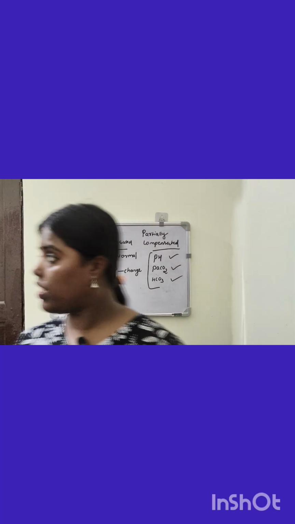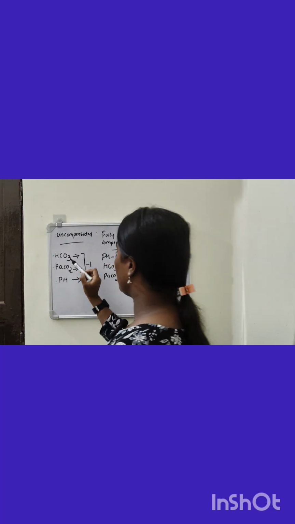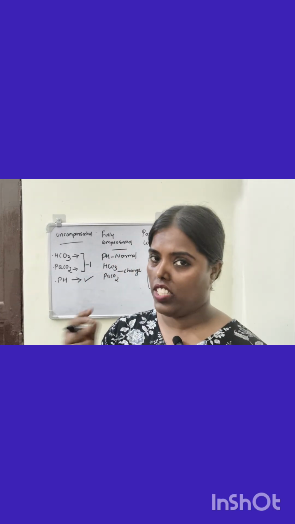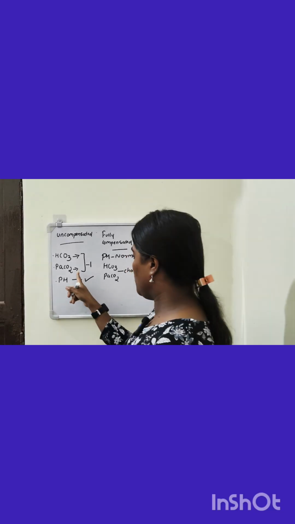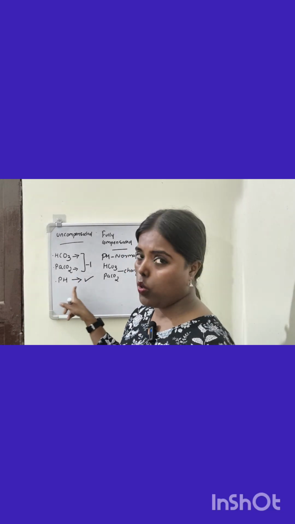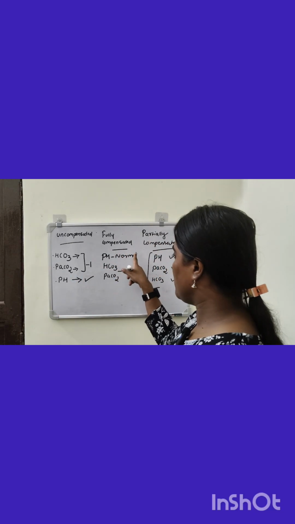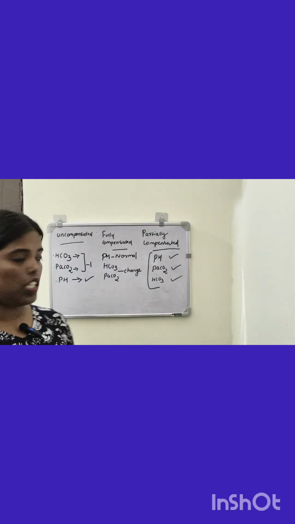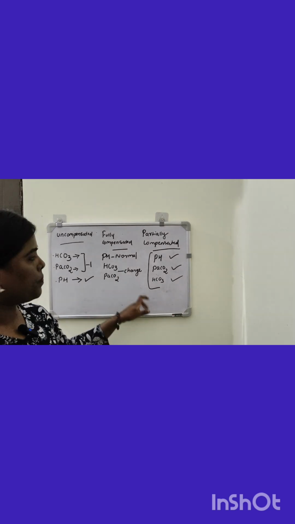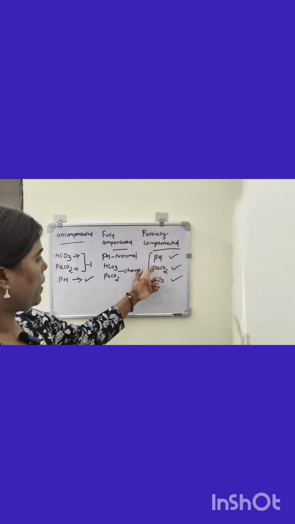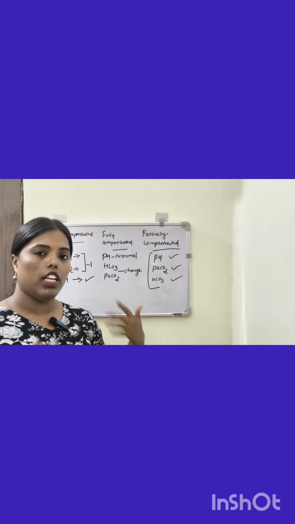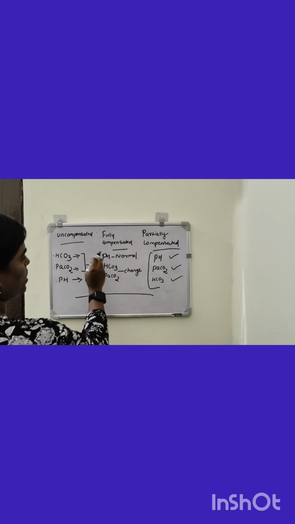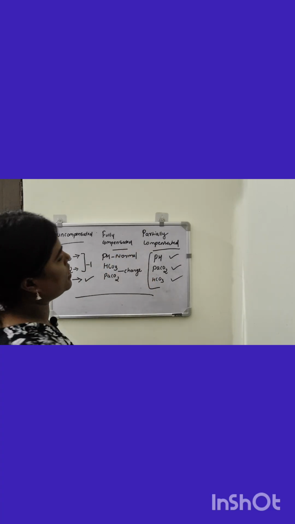So, what we have learned here? Uncompensated means either the bicarb or partial pressure of CO2 will be changed. One of these will be changed and pH level will also change. In fully compensated, pH level will be normal, but the bicarb and partial pressure of CO2 level will be changed. In partially compensated, pH, PaCO2 and HCO3, all three of these will be changed. So, this is uncompensated, fully compensated, partially compensated ABG.